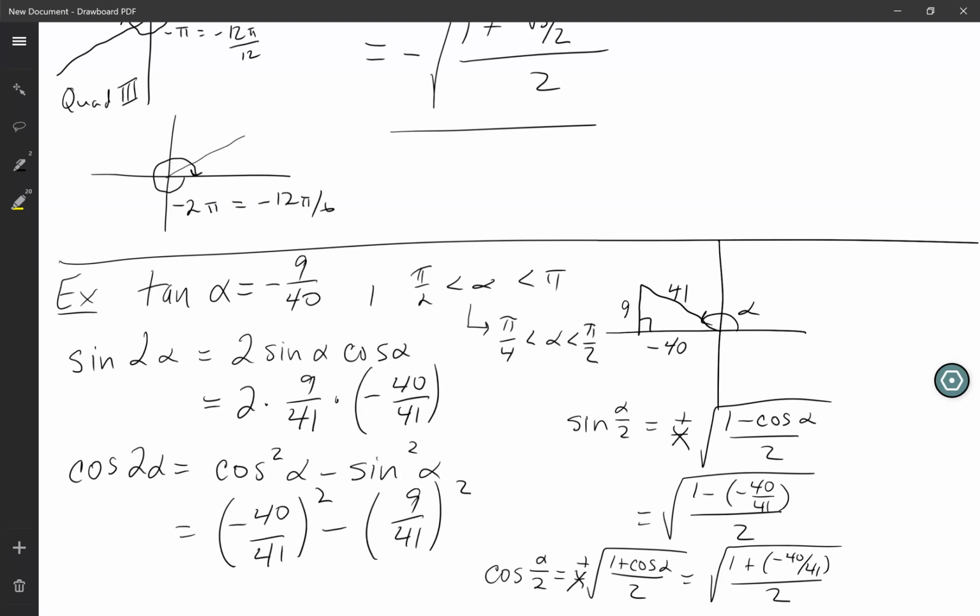So hopefully these extra examples give you a little bit more of an idea of how we can use the double angle formulas and half angle formulas to solve some problems.